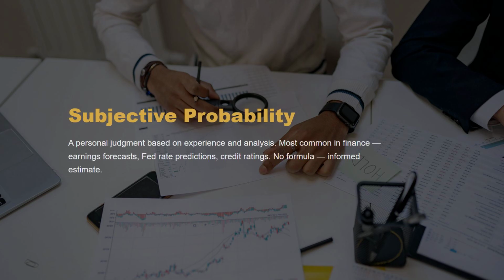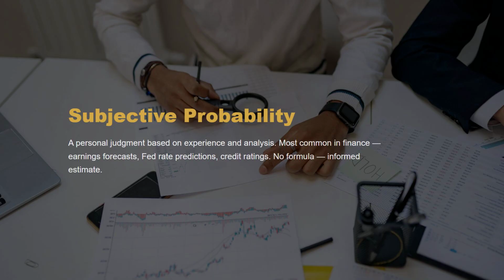Third, subjective probability. This is a personal judgment, an informed estimate based on experience, intuition, and analysis, but not derived from a formula or frequency count. When an analyst says there is a 60% chance the Fed raises rates at the next meeting, that is subjective probability. There is no formula. There are not hundreds of identical Fed meetings to calculate a frequency from.